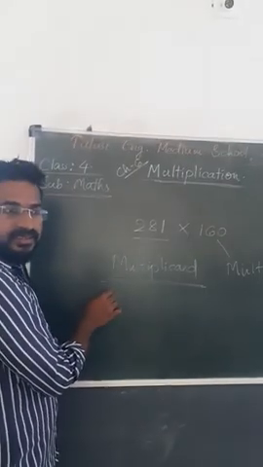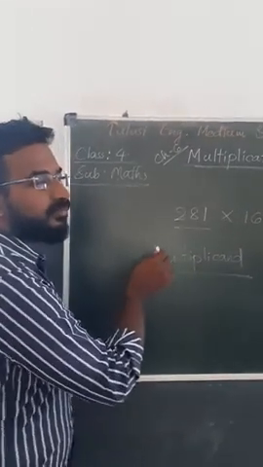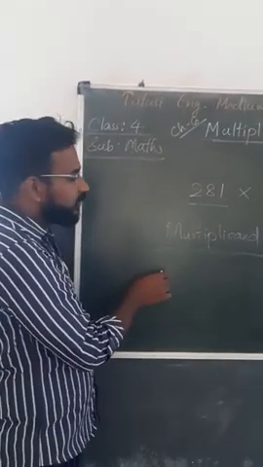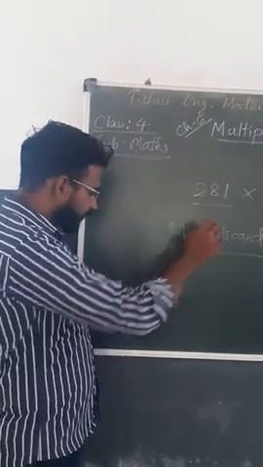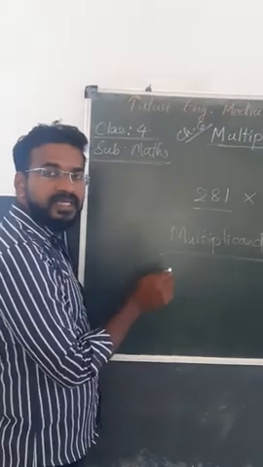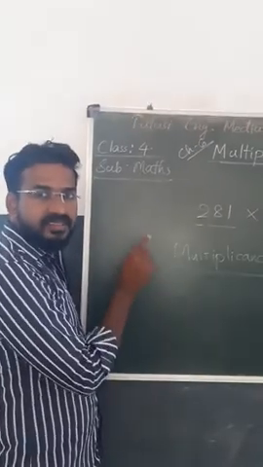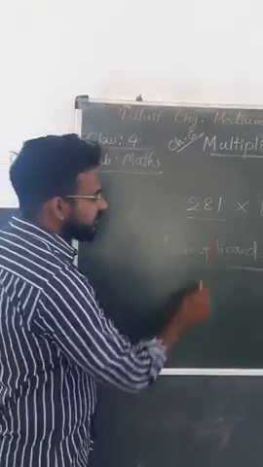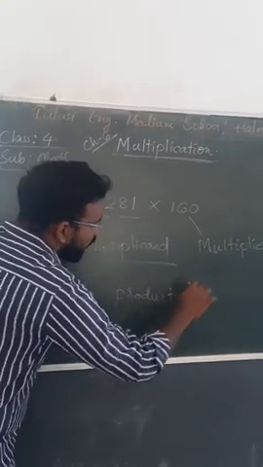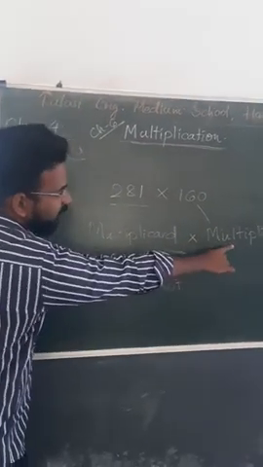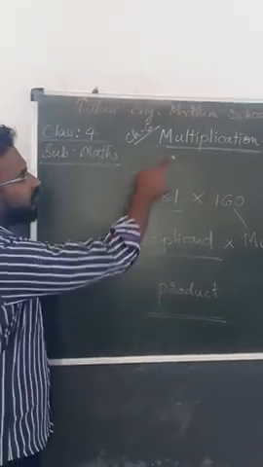In addition, both the numbers, it may be more than 2, are called addends. In subtraction, it is called minuend, subtrahend, and the result of the subtraction is called difference. The result of addition is called sum. Here, the result of multiplication is called product. When you multiply multiplicand and multiplier, the result you get is called the product in multiplication.